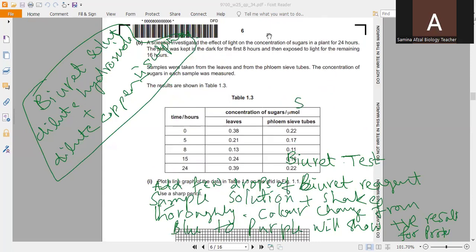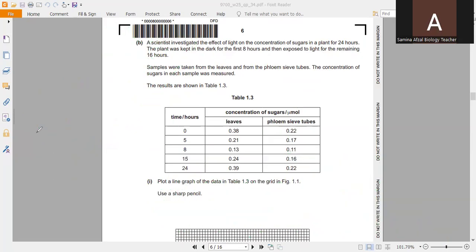Now the next question is there, part B. A scientist investigated the effect of light on the concentration of sugars in a plant for 24 hours. The plant was kept in the dark for the first 8 hours and then exposed to light for the remaining 16 hours. Samples were taken from the leaf and from the phloem sieve tubes. The concentration of sugar in each sample was measured. The results are shown in table 1.3, and plot a line graph of the data in table 1.3 on the grid in figure 1.1.